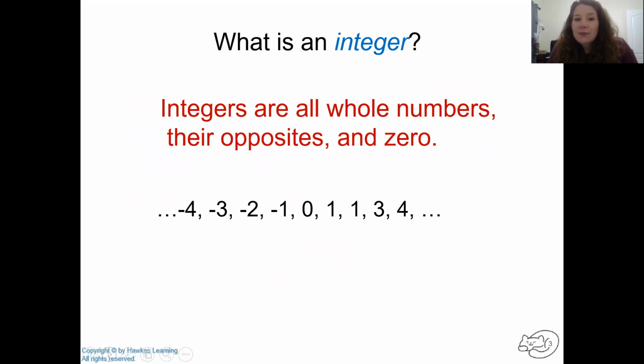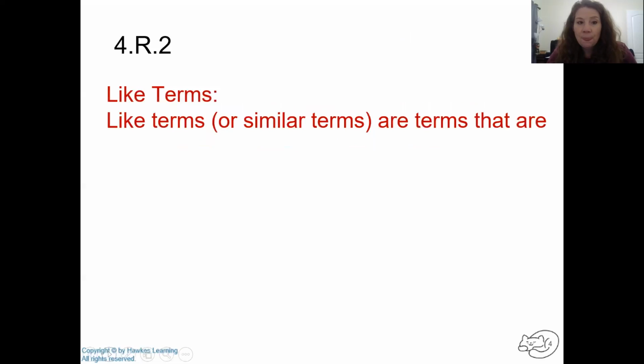All right, so the next vocabulary term is the word integer. So integers are all whole numbers. So when you started counting as a little kid, you counted 1, 2, 3, 4. All of those are whole numbers. Integers include their opposites. So the opposite of 1 is -1. The opposite of 5 is -5. The opposite of 20 is -20. And integers include the number 0, which of course is a placeholder. So these are a list of examples of integers.